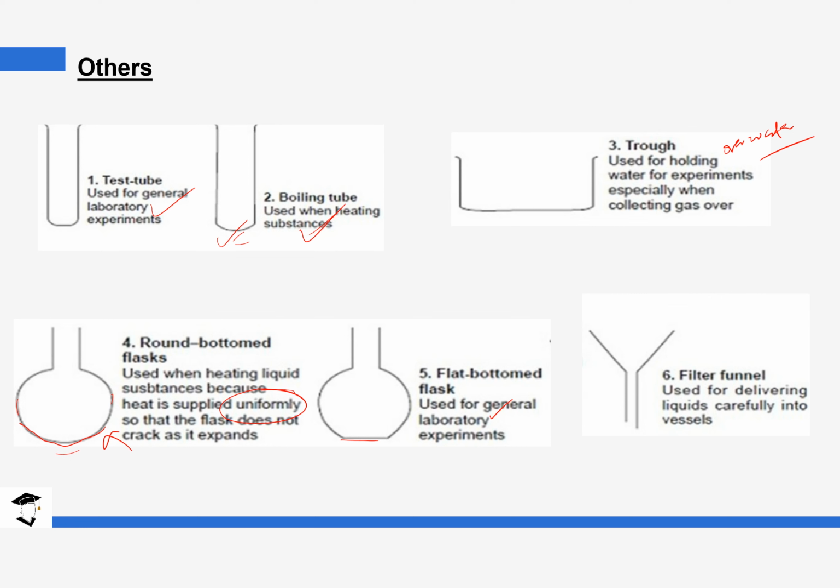We have the filter funnel. The filter funnel is usually used together with a filter paper when we are doing filtration experiments. But if you are delivering liquids carefully, we just use it on its own. So it's also used a lot even when we are discussing titration.